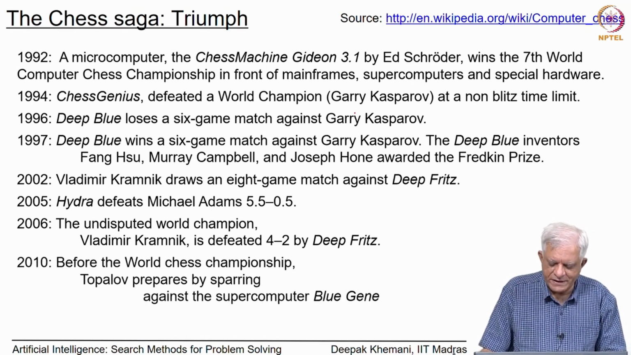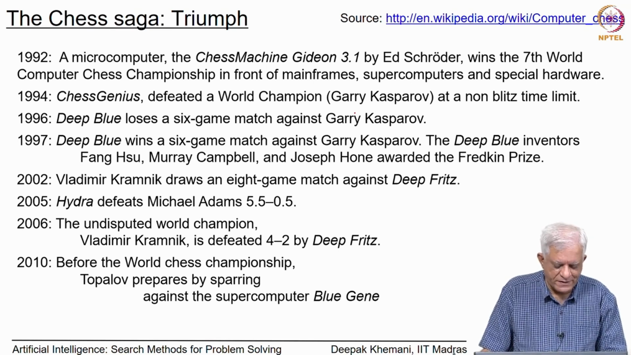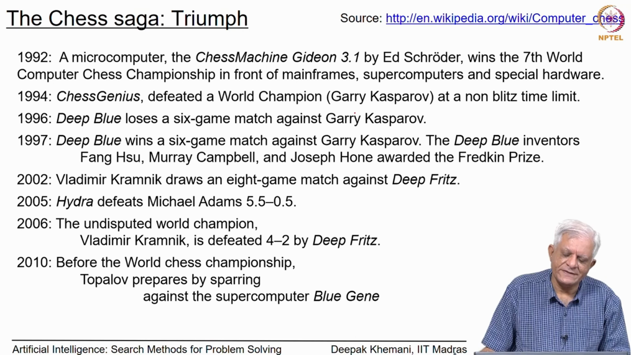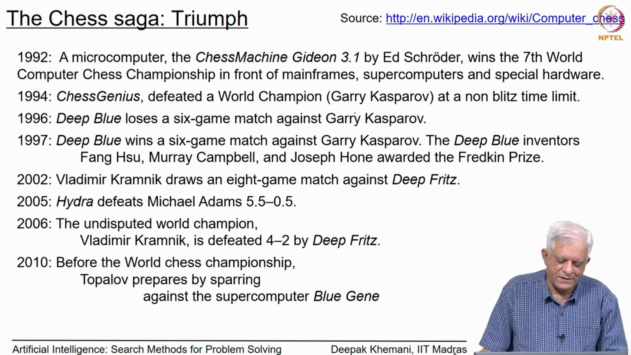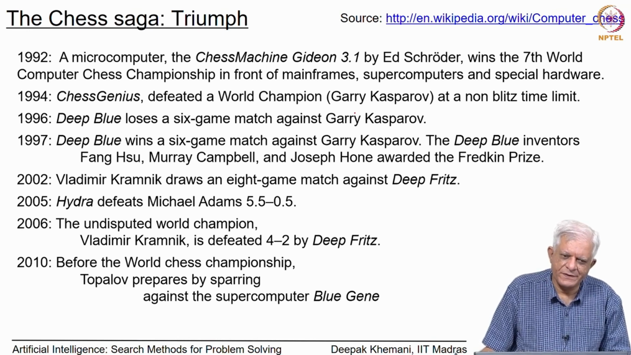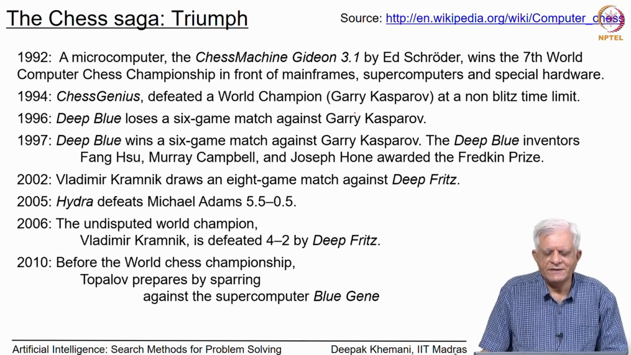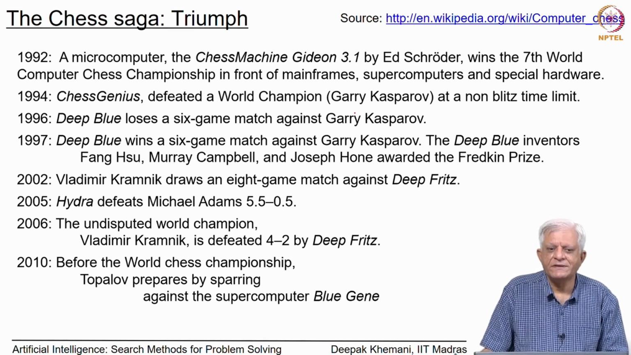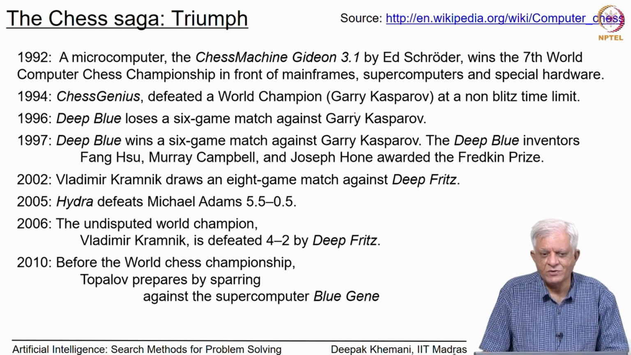In 2002, Kramnik draws an 8-game match against Deep Fritz, which was another variation. Hydra defeats Michael Adams in a 6-game match. The undisputed world champion Kramnik is defeated 4-2 by Deep Fritz, and subsequently chess machines became a tool in the effort of chess players themselves, and chess players started consulting machines as backup devices that they could use to analyze positions, and it is common practice nowadays.